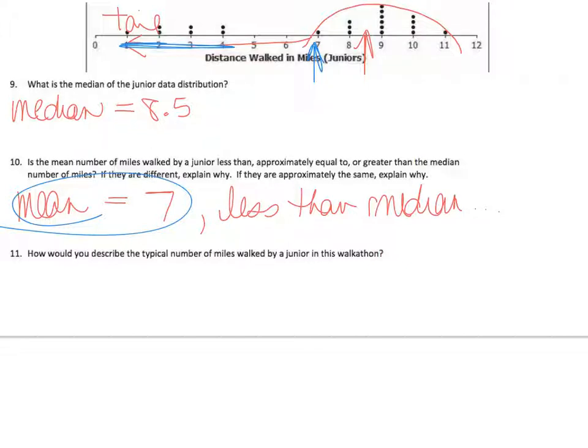How would you describe a typical number of miles walked by a junior in this walkathon? Here we've actually calculated things so you can answer it a lot better. And it appears that the mean underestimates.